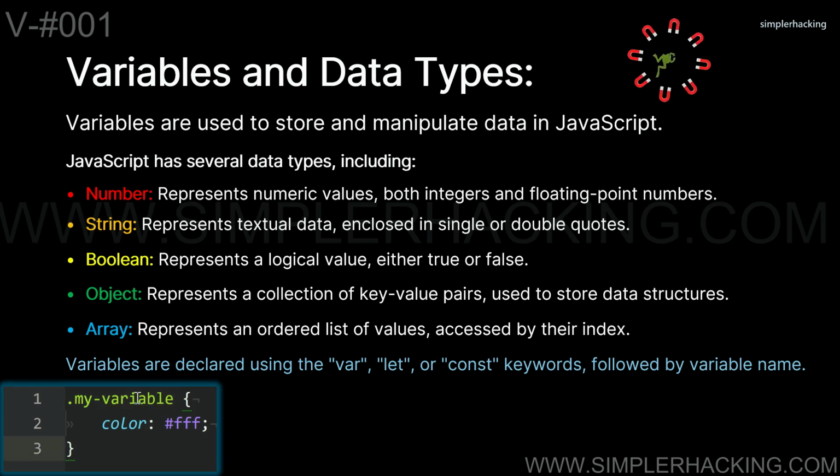When you declare a variable in JS, you can use the var, let, or const keywords, followed by the variable name. So each of these keywords has its own scope and rules, but the point is that they allow you to manage and organize the data your program will work with.